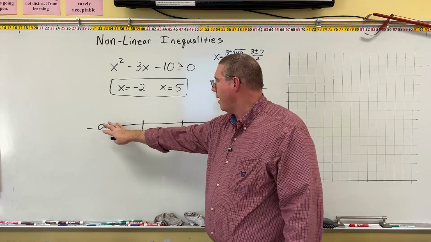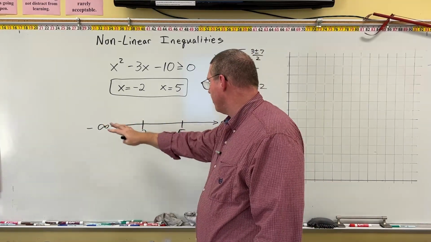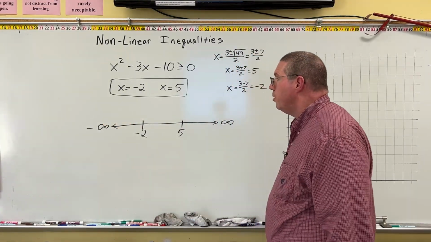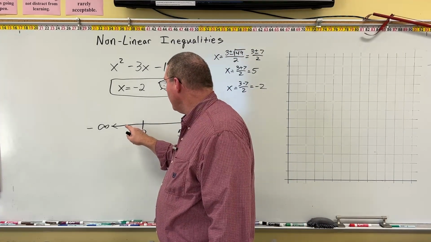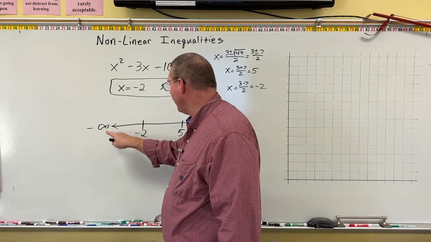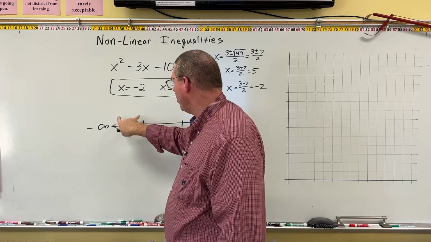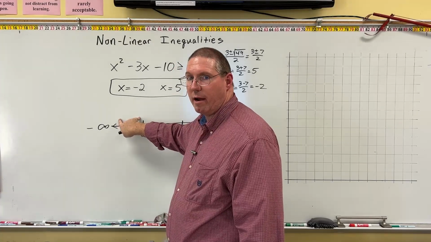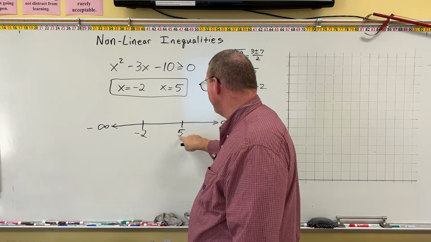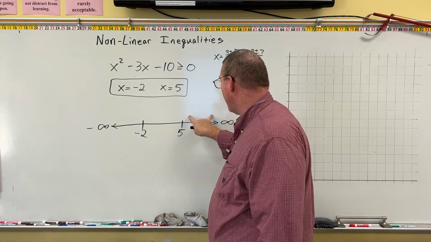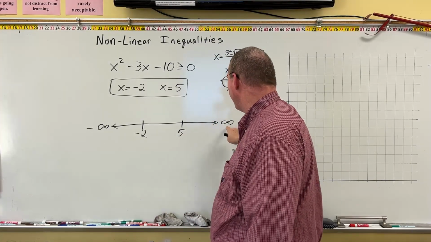Now that we have the arrow line set up, this is the chart, and now we're going to put in the signs. What we want to do is, for each interval, we have an interval from negative infinity to negative 2. We want to put a positive sign or a negative sign right here. We also want to put a positive or negative sign here between negative 2 and 5. And we want to put a positive or negative sign here between 5 and infinity.